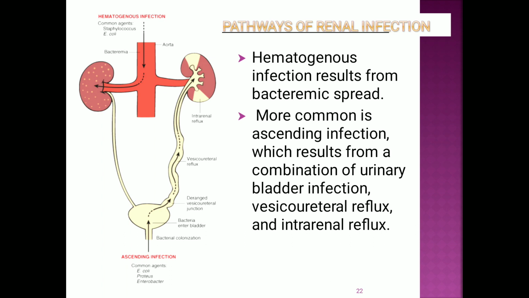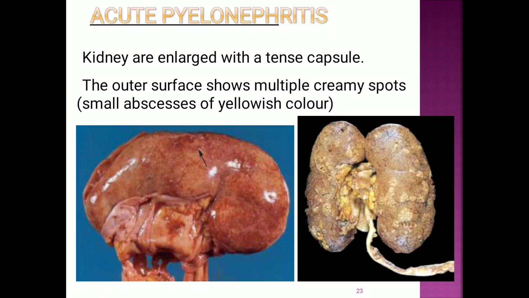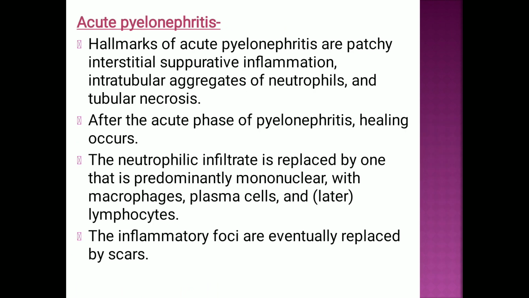Pathways of renal infection. Hematogenous infection results from bacteremic spread. More common is ascending infection, which results from a combination of urinary bladder infection, vesicoureteral reflux, and intrarenal reflux. Acute pyelonephritis. Kidneys are enlarged with a dense capsule. Outer surface shows multiple creamy spots, small abscesses of yellowish color.